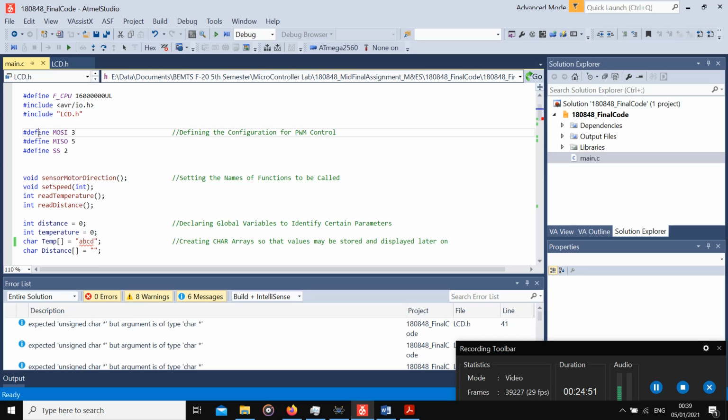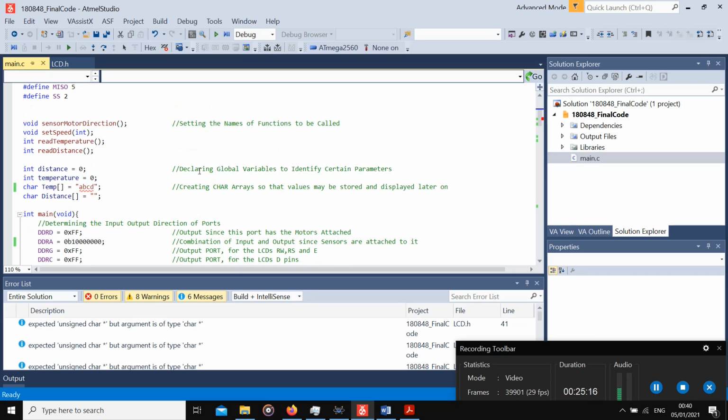In the next lines, you have the define MOSI, MISO, and SS. Basically, these pins are, first of all, the master out slave in. This is the pin upon which it has been set. This is the master in slave out, and then you have the slave select. This is just a definition of how your pin configuration is going to be for the PWM control.